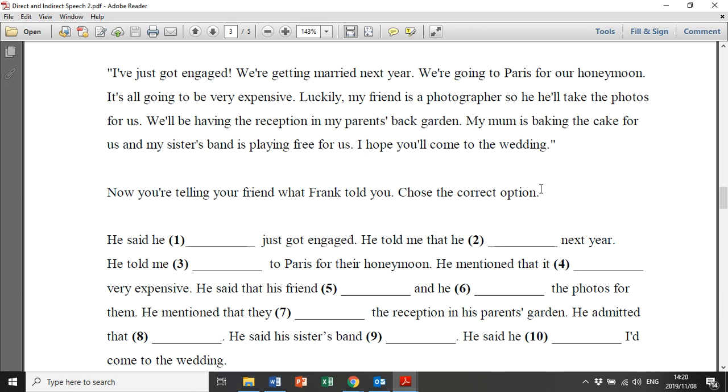Moenie dat daar continuous daarin slip waar dit nie oorspronklik is nie. Ek gaan net weer na die sin kyk, in geval dit onduidelik is. Luckily die oorspronklike sin, my friend is a photographer, so he will take the photos for us. He said that his friend, you kan nie sê, he said that his friend was a photographer and that he will take the photos for them. Dit is hoe dit dan moet wees.